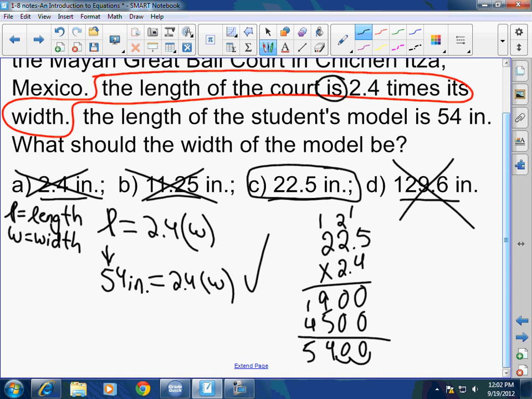Absolutely not. Why would you multiply 54 times 2.4? 54 is already the length. That equals 2.4 times the width. And we're choosing width, W, sir. Do you understand?